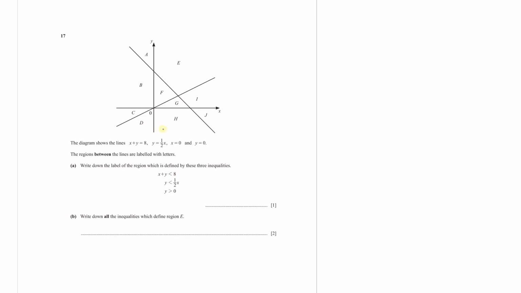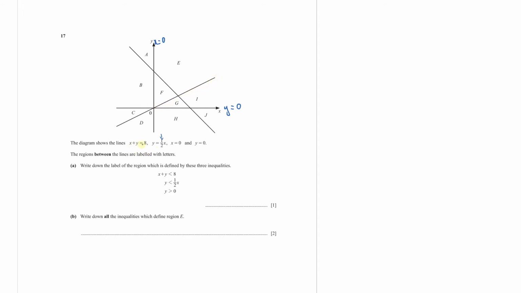First we need to assign each of these equations to these lines. This is pretty straightforward. X equals 0 is this line, which is the y-axis. Y equals 0 is this line, which is the x-axis. And then x plus y equals 8 and y equals 1 by 2x. Here the gradient is positive. That means this is the line which is y equals 1 by 2x.